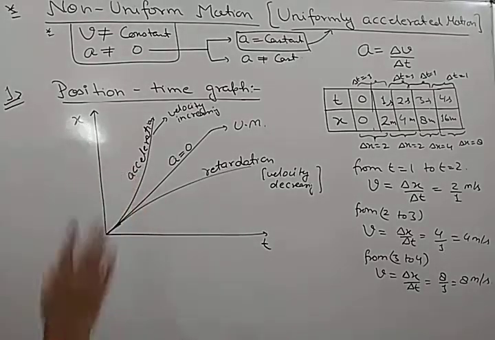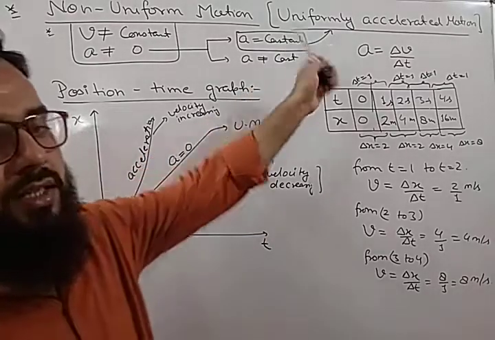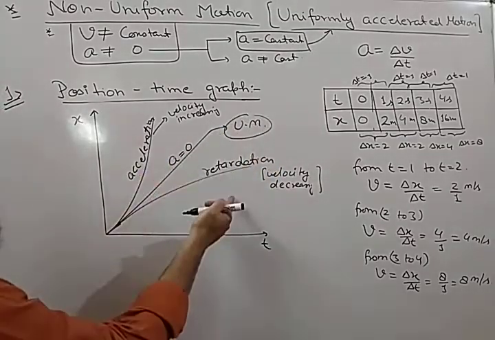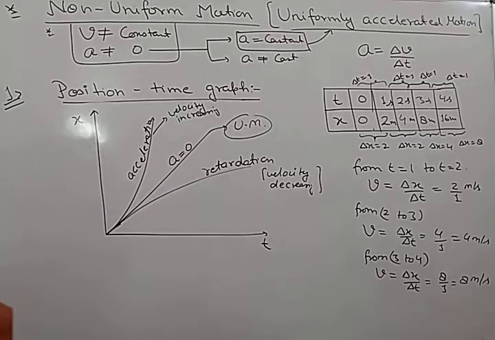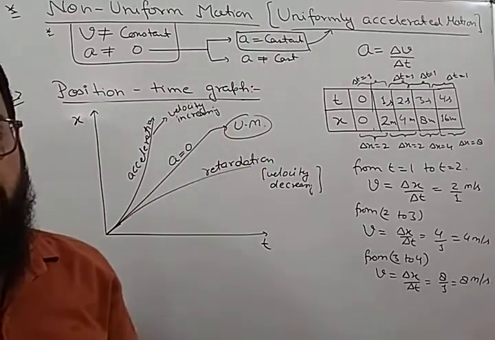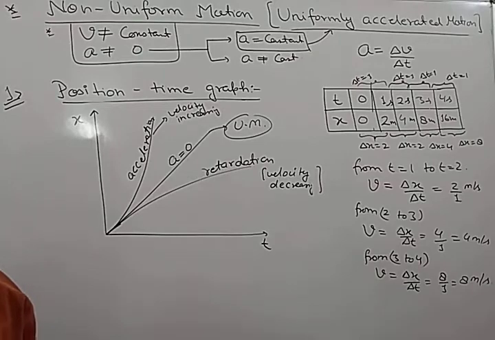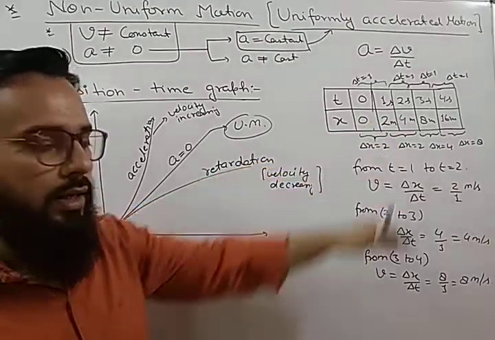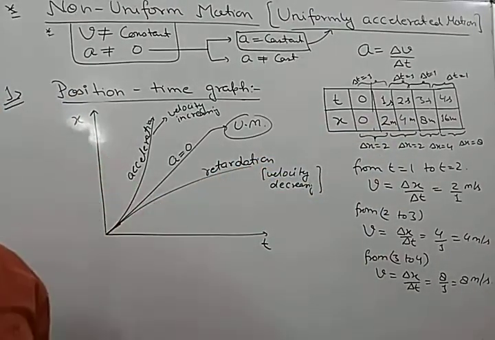So this is the position time graph of uniformly accelerated motion. This is for uniform motion, straight line, and these two curves represent that the body is in non-uniform motion, that is, uniformly accelerated motion. Okay, so draw these graphs. First I have taken the table. This is just an example, and the graph will look like this.